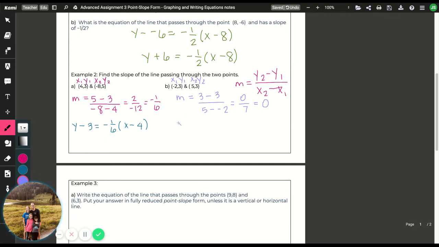Okay? Y minus the y1 we labeled up here is 3, equals m, your slope is 0, times x minus your x1 we labeled up here is negative 2. So we could turn this into x plus 2, but I'm multiplying this whole thing by 0. So it's all just going to turn into 0 anyway. This whole side, since I'm multiplying by 0, is just 0. So I get y minus 3 equals 0.